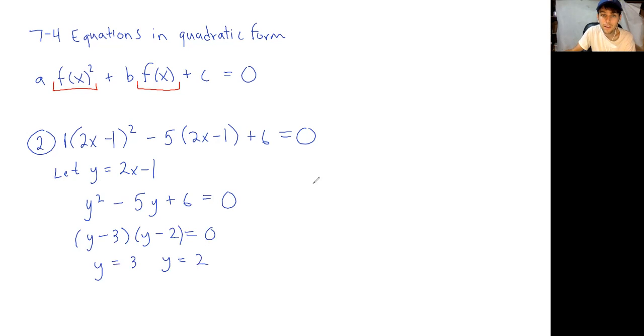So what we can do is plug those values of y into that let statement that I have right there. So I can say that 3 is equal to 2x minus 1, and 2 is equal to 2x minus 1. And now, by replacing the values of y that we solved into this definition of what y is, we can solve for x. So we'll add 1 to both sides here, and we'll get 2x equals 4. Divide by 2, and we find that x is equal to 2.